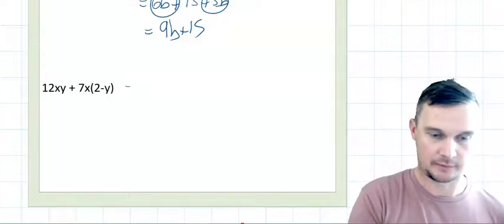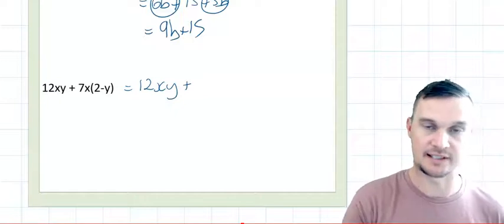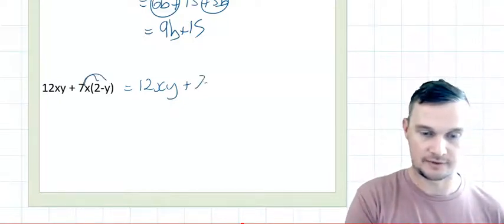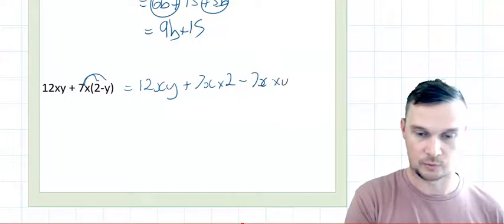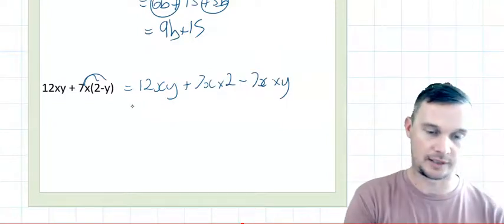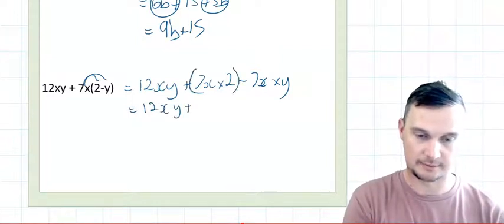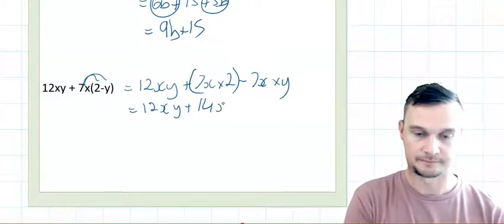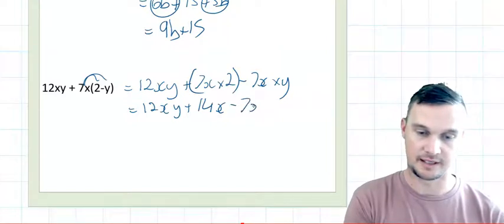So here we have 12xy plus, and I can see I've got 7x, and I'm going to do everything in the brackets here. So let's have 7x times 2 minus 7x times y. Okay, so I can just go through each step here. But 12xy will stay the same, plus in brackets here 7x times 2 will be 14x, minus 7x times y will give me 7xy.